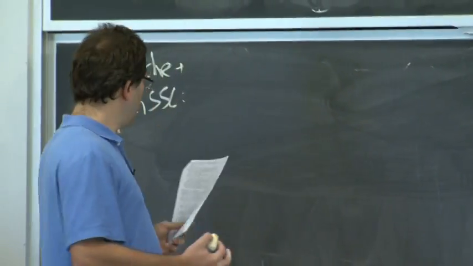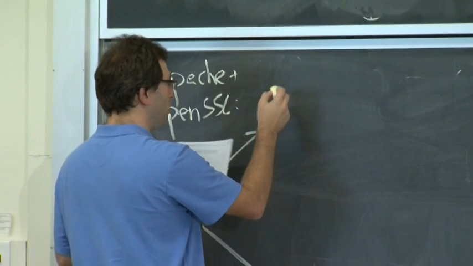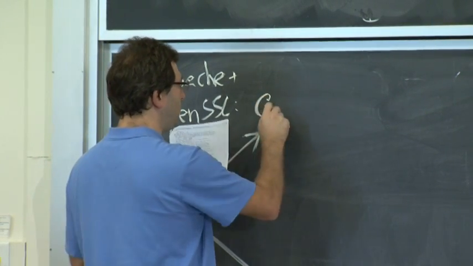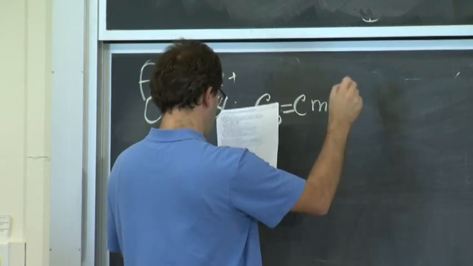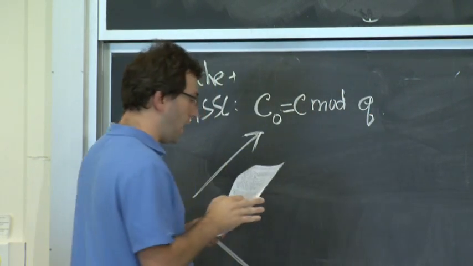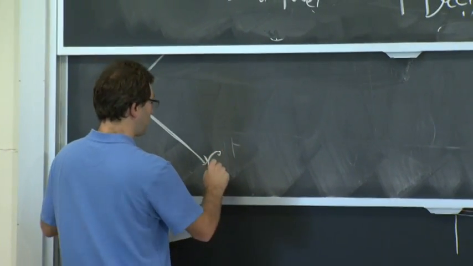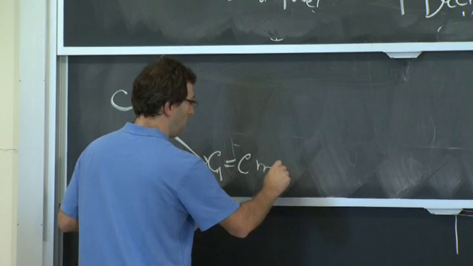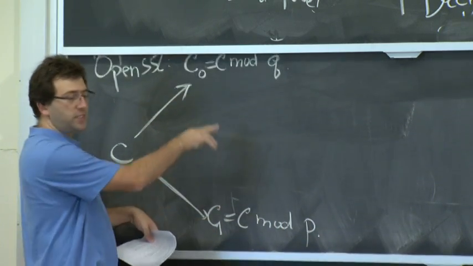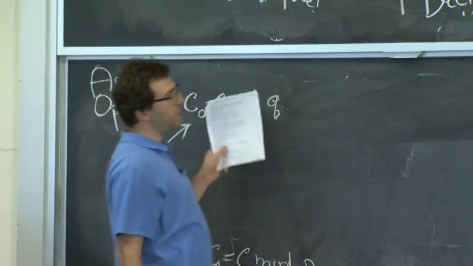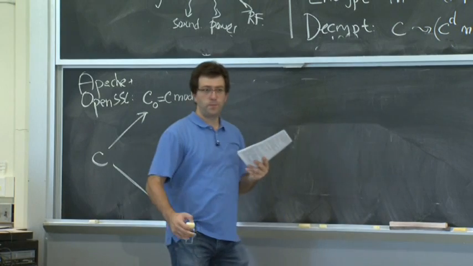So the first thing we're going to do is take C and compute C0, which is going to be equal to C mod Q. And we're also going to have a different value, let's call it C1, which is going to be C mod P. And then we're going to do the same thing to each of these values to compute C to the D mod P and C to the D mod Q.